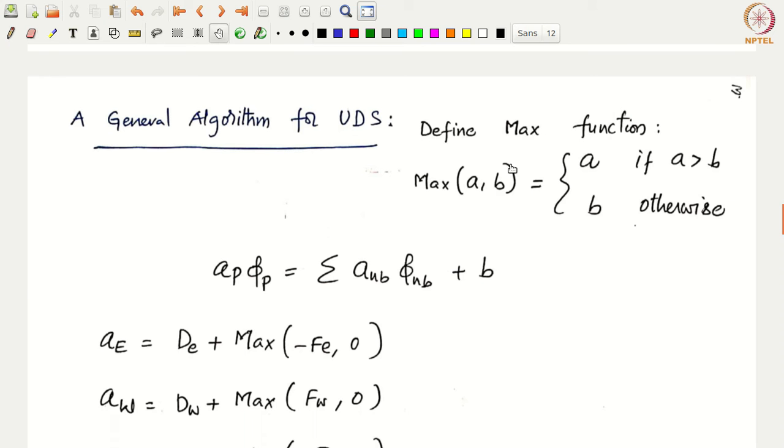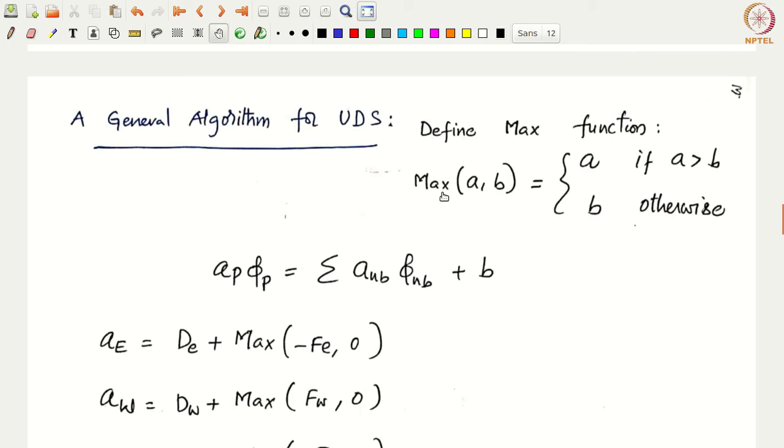What is a max function? The max function finds the maximum of two variables. This is very much available in either C, Fortran, or C++. So max of A, B, where A and B are two real numbers, would give you A if A is greater than B, or it will give you B if not. Essentially, whichever is the maximum will be returned by the max function.